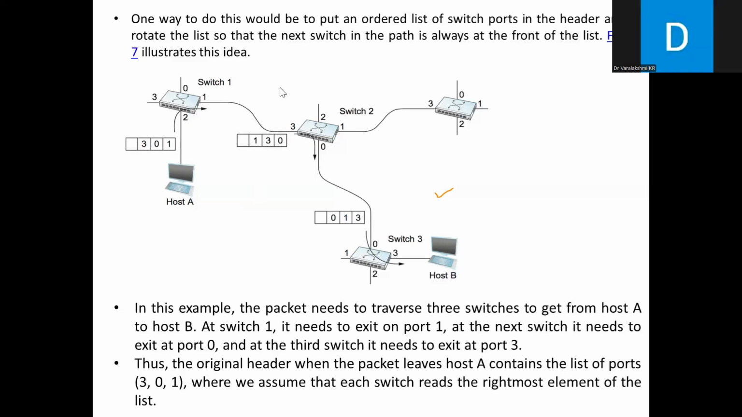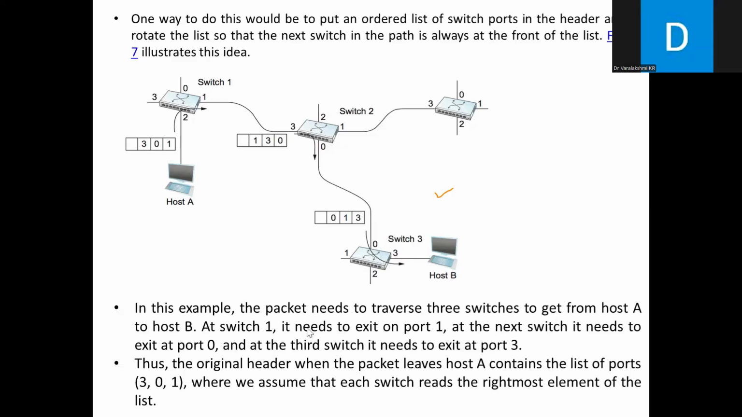In this example, let's take this step by step. The packet I need to transfer from host A to host B needs to traverse through 3 switches: switch 1, switch 2 and switch 3. Switch 1 needs to exit from which port? Port 1. You can observe here that port 1 has been connected to switch 2. Then 3, right? And similarly, switch 2 needs to exit from port 0, which is connected to switch 3. Again, switch 3 exits from port 3 to connect to host B.